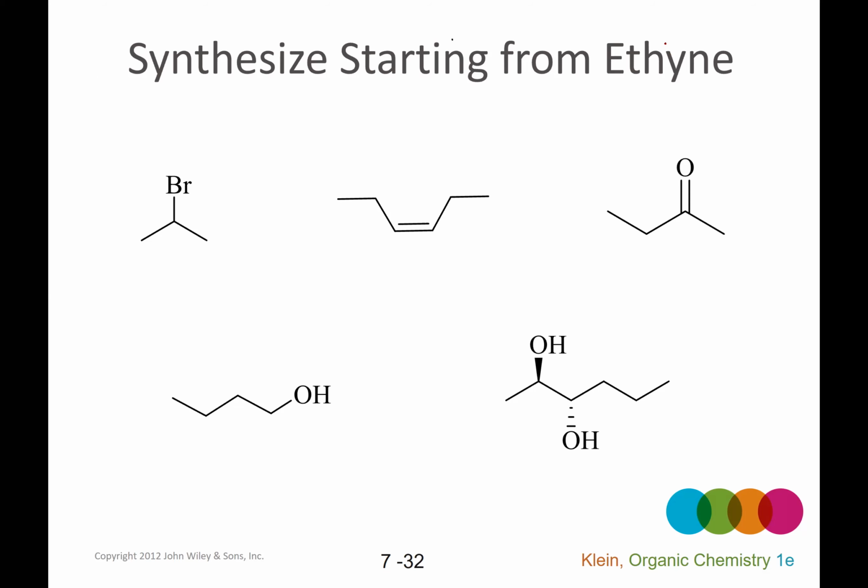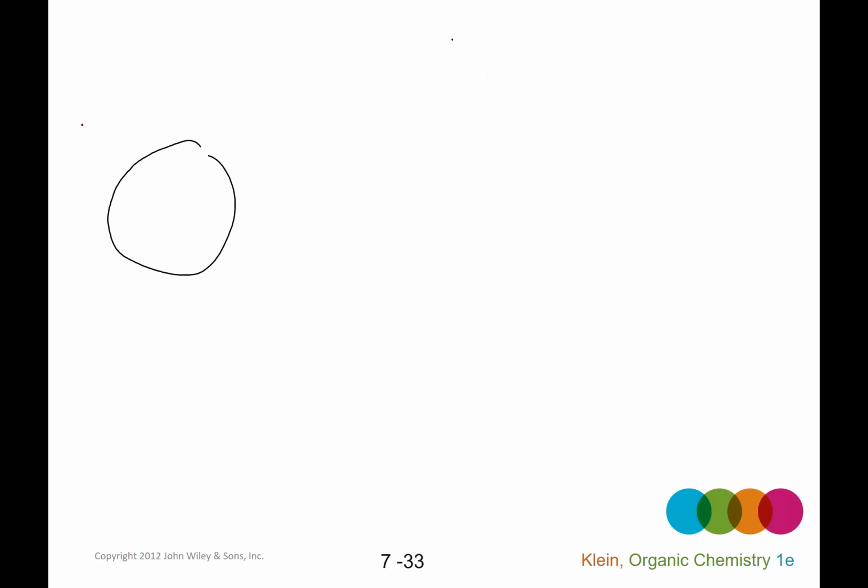And in all these cases, we're going to start with ethyne, acetylene. So let's do the first one, 2-bromopropane. How do you make 2-bromopropane from acetylene? Let's look at that one. I'll go through all these syntheses and it'll give us some practice with some of the reactions we studied before. So we want to start with acetylene.